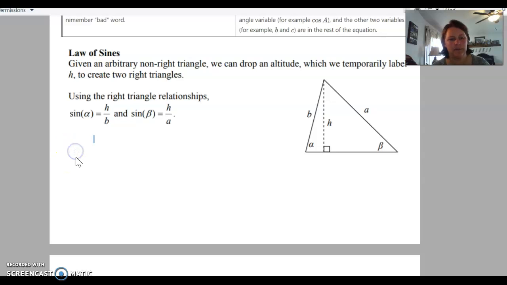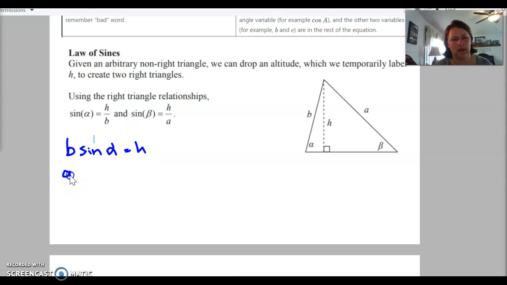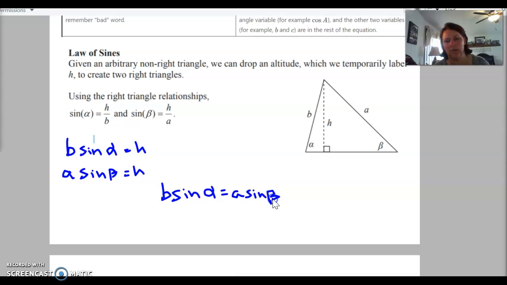So we have b sine of alpha equals h, and a sine of beta equals h, and then set them equal to each other. Since they both equal h, we have b sine of alpha equals a sine of beta. Now I'm going to divide both sides by a and b.